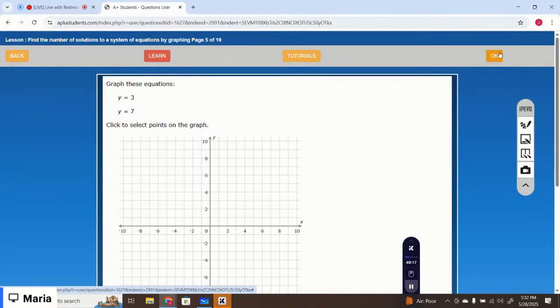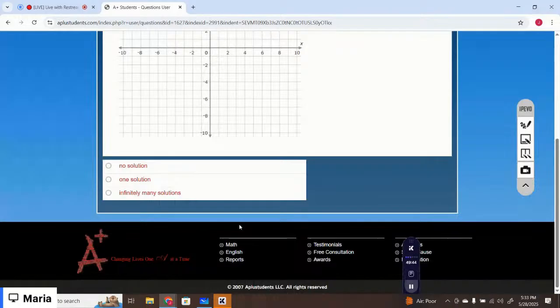Graph these equations: y equals 3 and y equals 7. The correct option is no solution. Option number one is the correct option.